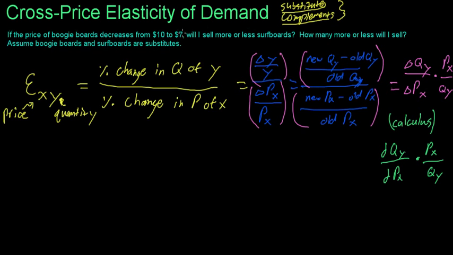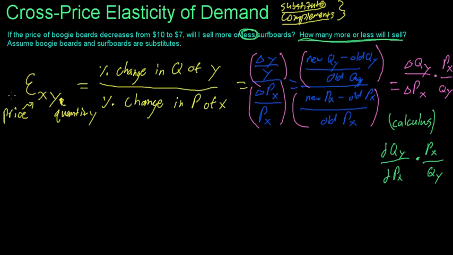So boogie boards are getting cheaper. They're going from $10 to $7. So I know, because boogie boards and surfboards are substitutes, that we will sell less surfboards, because substitutes compete with each other, and since boogie boards are now cheaper, more people are going to buy boogie boards and less people are going to buy surfboards. So what we're really answering here is how many more or less will I sell?